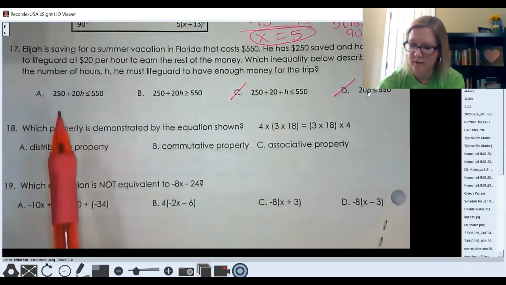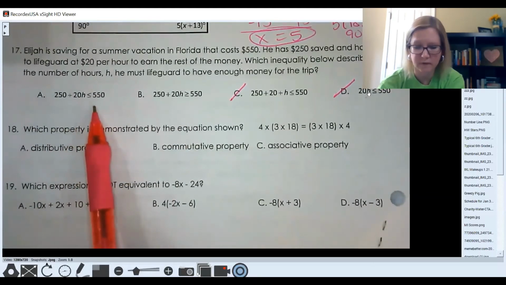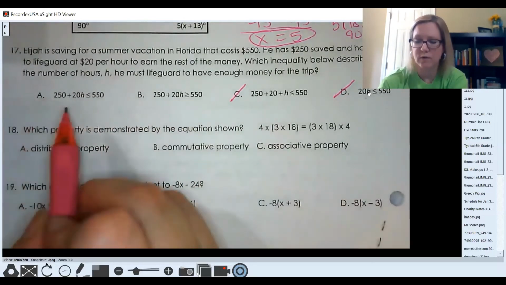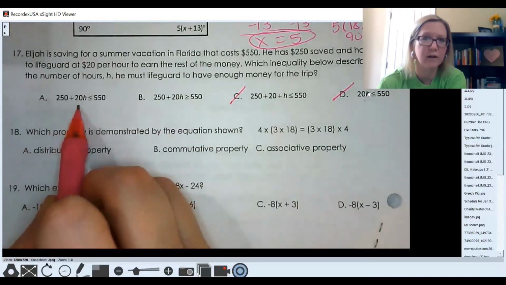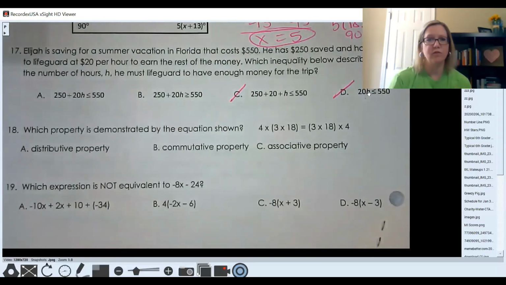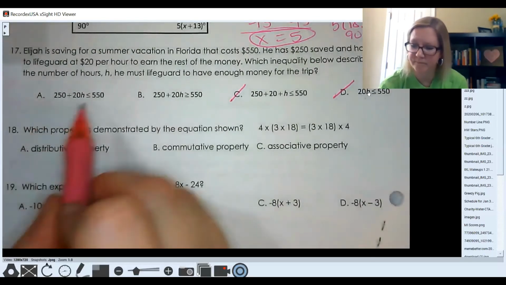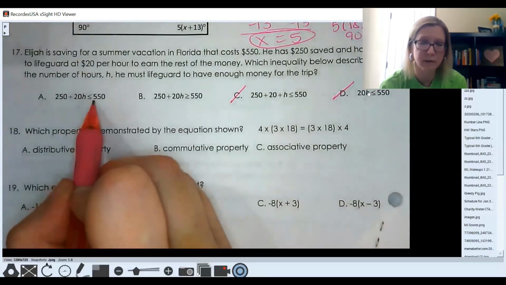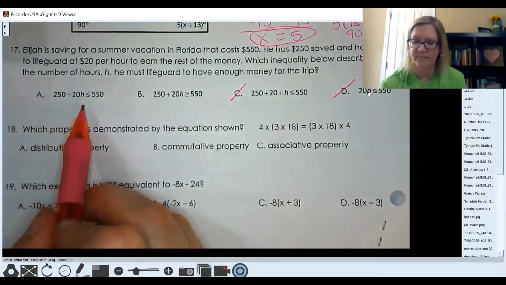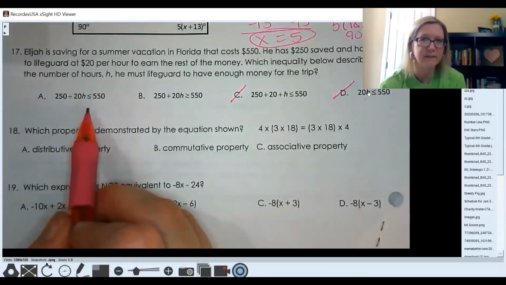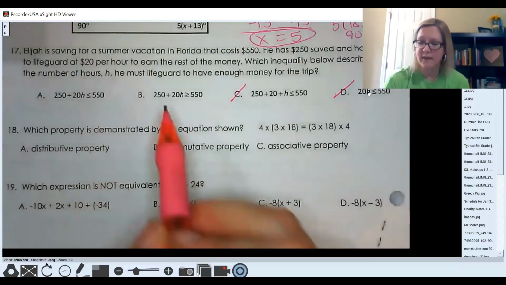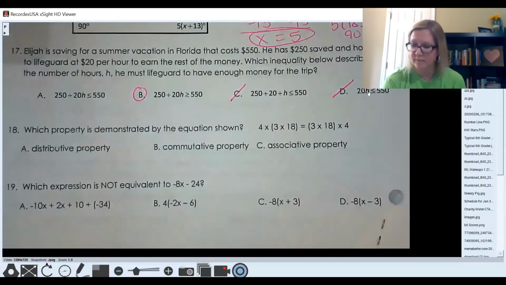So that leaves us with either $250 plus 20H is less than or equal to, or $250 plus 20H is greater than or equal to. All right, so he has $250 already, plus $20 per hour, okay? So think about if he's trying to save enough money in order to go on the trip, would he need to make less than or equal to $550 or greater than or equal to 550? Well, think about it. If he made less than 550, is he going to be able to go? And the answer is no. He needs to have at least 550. So that would be greater than or equal to. So our answer here is B.